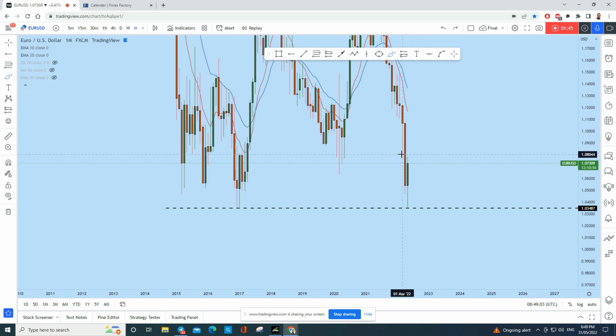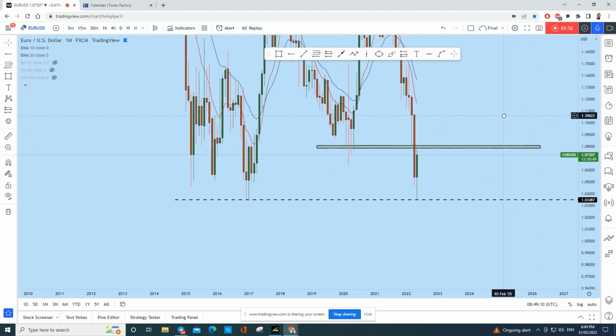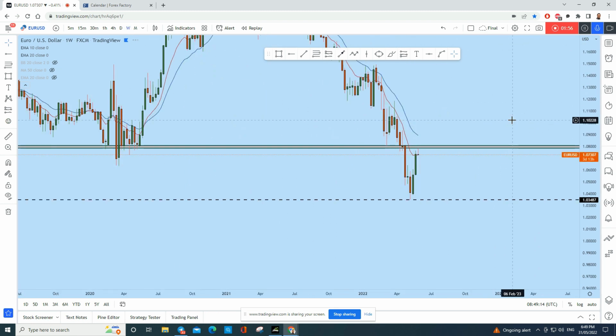Now at this point, this is the monthly time frame, and in the previous months we saw a long wick candle here. Euro Dollar just went to this zone. Now currently we see primarily a little rejection from here. So let's see now on the weekly time frame how we can trade.